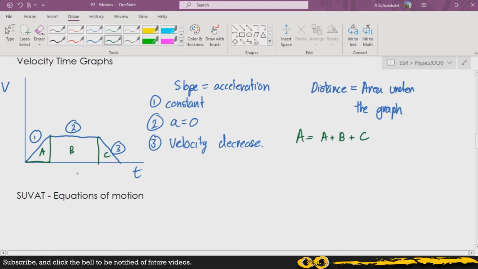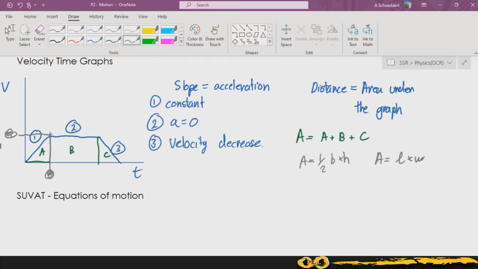Then all you have to do is read the values off the graph, obviously using your ruler, to properly find whatever number was on the axis there, and whatever number was on the axis there, and then using your formulas for area. And remember that the area of a triangle is 1/2 base times height, and the area of a rectangle is equal to length times width.